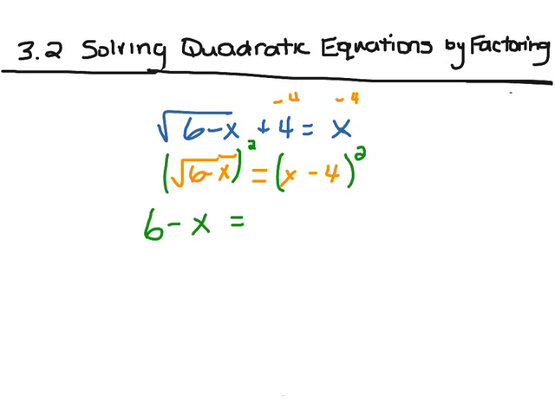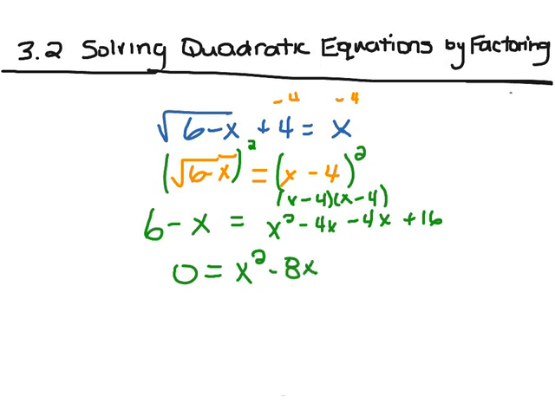On the other side, we have to remember to FOIL out our x minus 4. We have to distribute it fully. It's not the same as x squared minus 16. You have to fully multiply it out, so we're going to have x squared minus 8x plus 16. Now we're going to move everything to one side, so we're left with x squared minus 8x plus x, because we're adding x to both sides, plus 16 minus 6. So our final one is going to be x squared minus 7x plus 10.